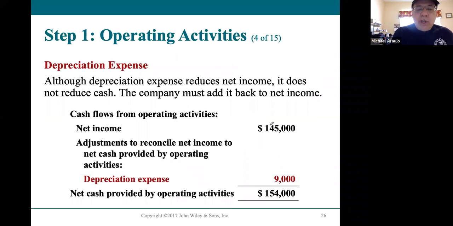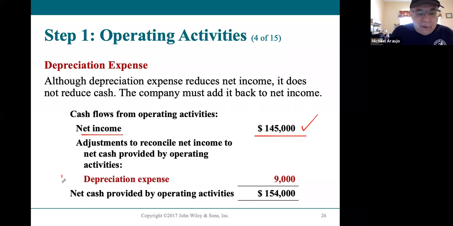Okay, so if you remember, like I mentioned very early on, we had net income of $145,000 for the computer services company when I was showing you the statements. The very first statement was the income statement. It's on page 597, and you see the income statement showing net income of 145. So that's where that number came from.